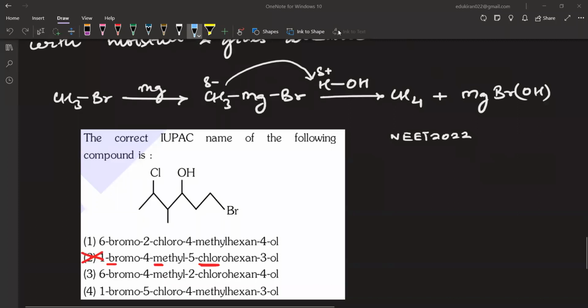Now we have this OH here. So we can start from 1, 2, 3, 4, or we can go 1, 2, 3. So I will be going 1, 2, 3. So this will be 1, 2, 3, 4, 5, and 6. So obviously the second option is not correct. And 6 bromine will not be correct. The only option that I have is 1 bromo. That is the fourth option that will be correct, right? Because bromine is in the first position here.